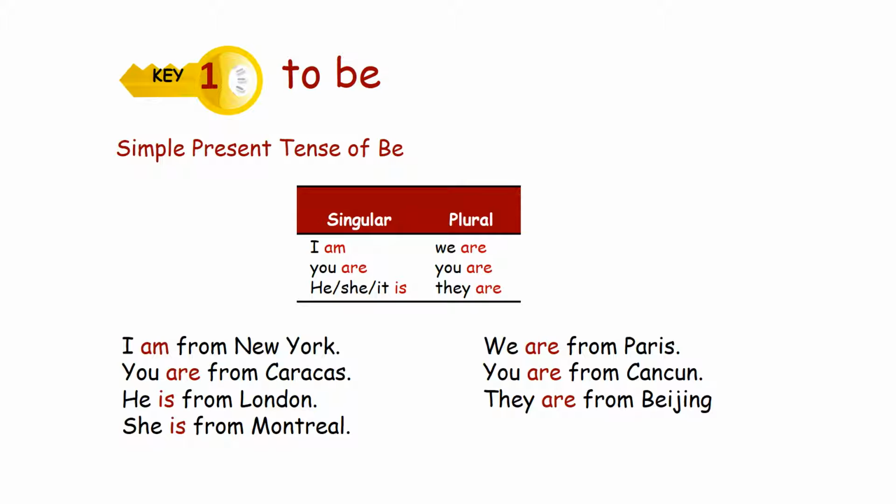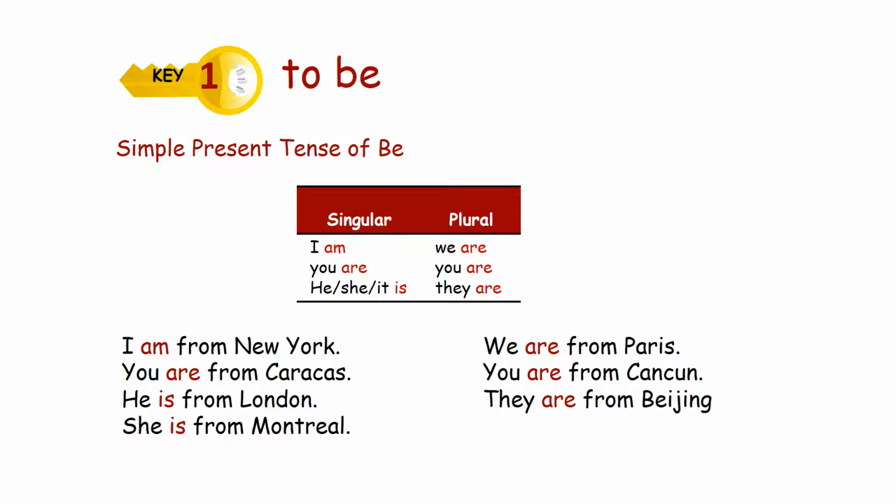Can you tell me where is he from? He is from London. Yes, he is from London. And where is she from? She is from Montreal. Correct, she is from Montreal. And let's say for now, where are we from? We are from Paris. Yes, we are from Paris.